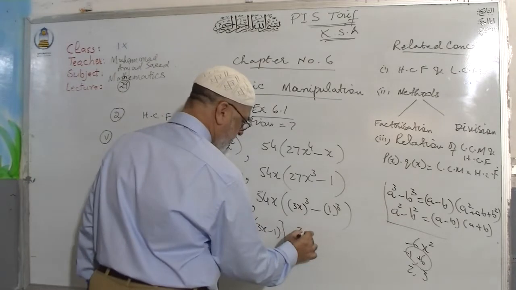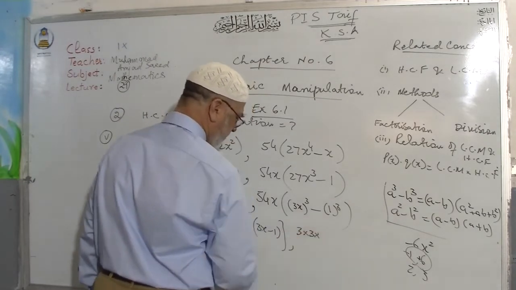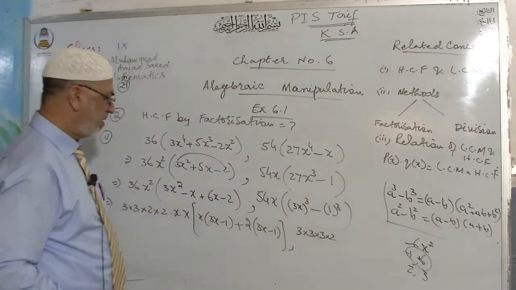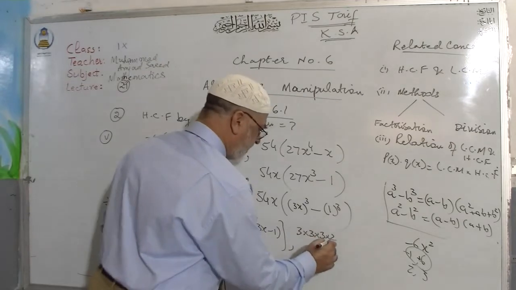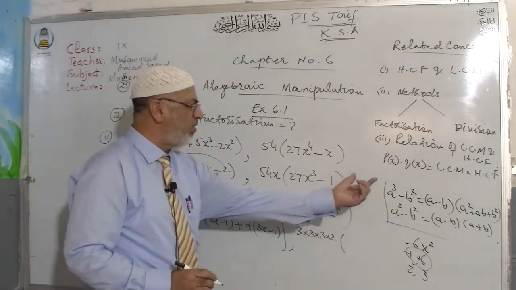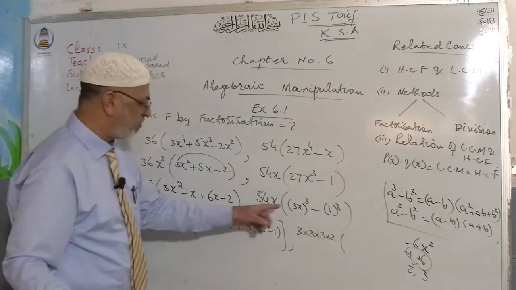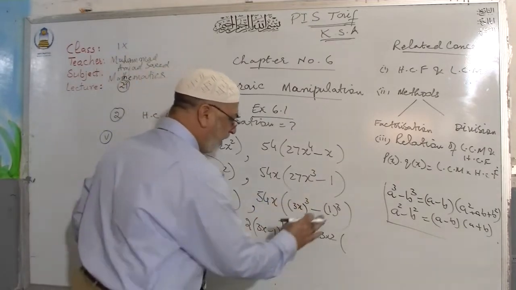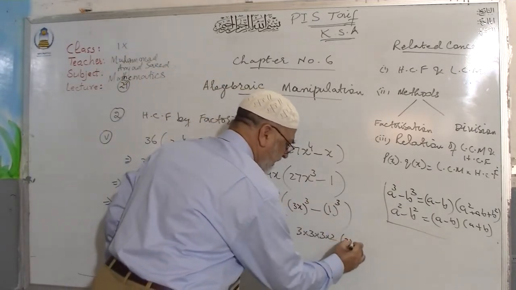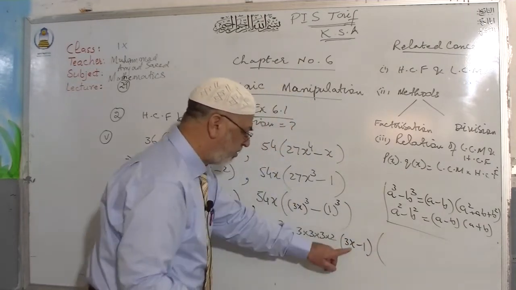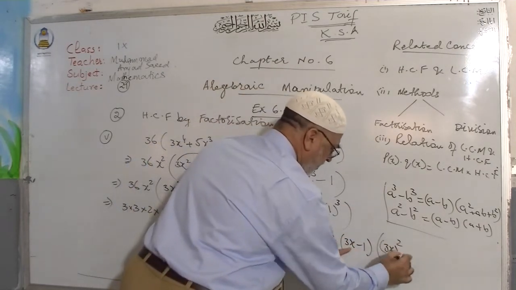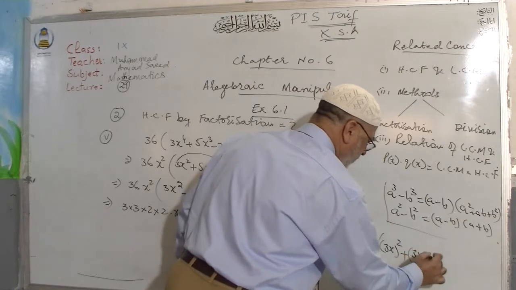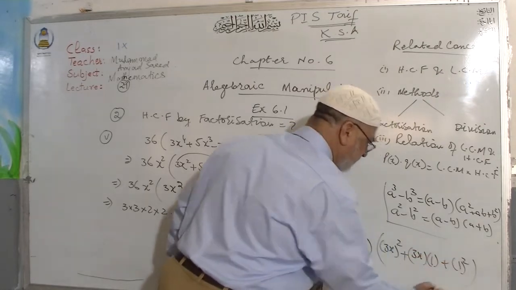After that, 54. What will be? 3 into 3 into 3 into 2. And open up this formula a cube minus b cube. Same formula, first cube minus second cube. You will remove this 3 and 3, 3x minus 1 into first square. Here was minus in the center, you put plus and first into second. This is the rule, formula, and plus second square.